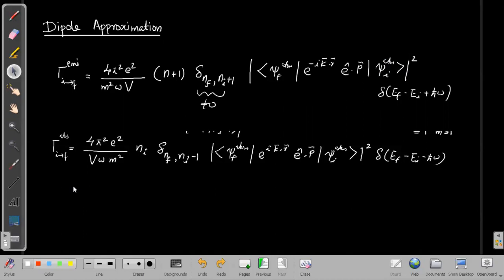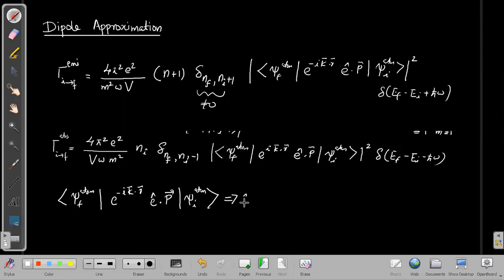Okay, so we are going to start with the inner product psi f atom e raised to minus i k dot r, e dot p psi i atom. In case of emission it is minus, and in case of absorption it is plus.